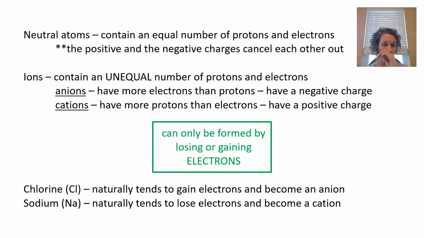Just for examples, chlorine is Cl, if you'll remember. It naturally tends to gain electrons in nature and become an anion. So very often you see it written as Cl with a little negative after it. Sodium, on the other hand, has a tendency to lose electrons. And so when it loses a negative, that's a minus, and so you end up with a positive. And so together, those two will bond and form NaCl, which of course is salt.